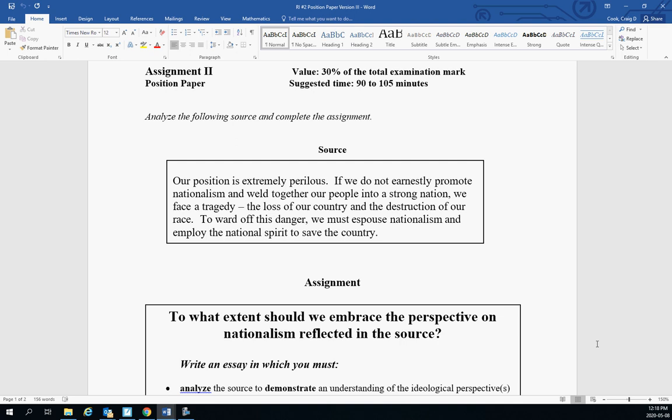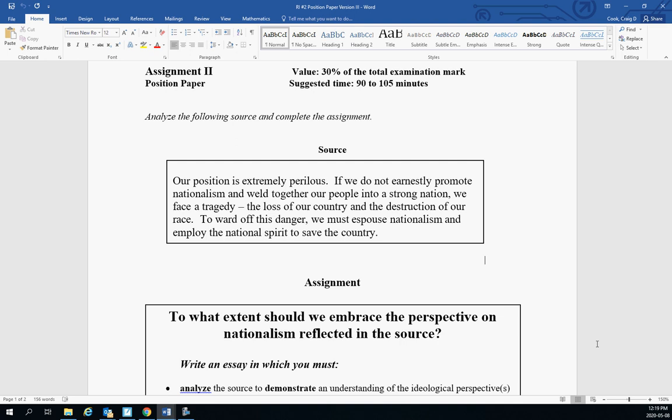Our position is extremely perilous. If we do not earnestly promote nationalism and weld together our people into a strong nation, we face a tragedy, the loss of our country and the destruction of our race. To ward off this danger, we must espouse nationalism and employ the national spirit to save the country.